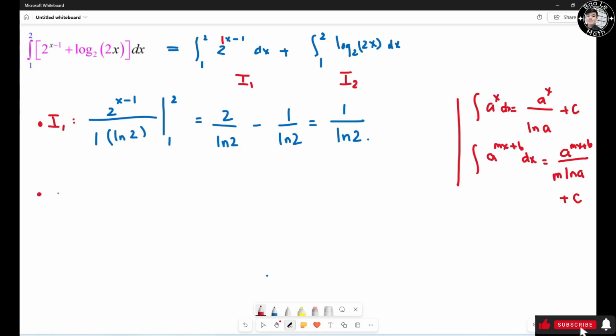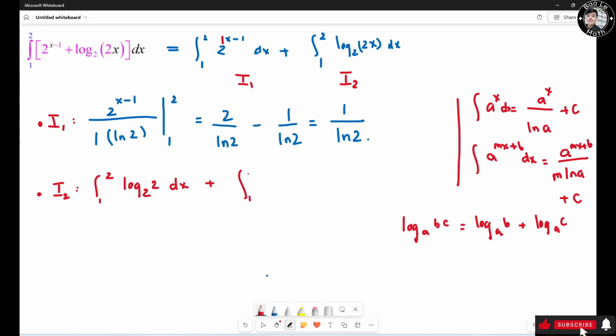Now let's calculate the second one, I2. We have the formula log base A of B times C is going to be log base A of B plus log base A of C, right? So I'm going to split this one into two integrals, right? So the integral from 1 to 2 of log base 2 of 2 ds, right? Plus the integral from 1 to 2 of log base 2 of s ds, right?